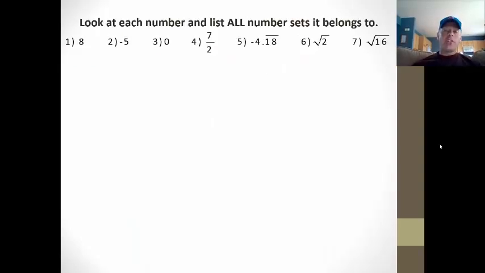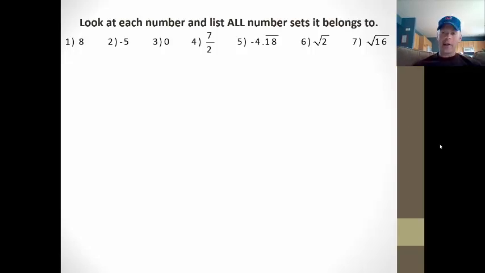So, what we want you to do now is look at the number and tell us where this number would be located. Which number sets would these numbers be a part of? 8, -5, 0, 7 over 2, -4.18 with that little bar over it, square root of 2, square root of 16. List all the number sets it belongs to, not just one, but you've got to list all of them. So go ahead, pause the video, and give it a shot now.